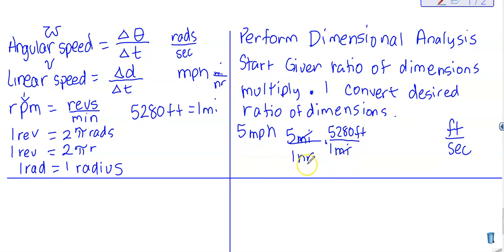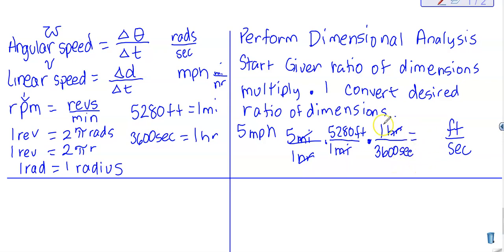Now I just need to get seconds in my denominator. Okay, so let's get rid of 1 hour. I don't want hours. How many seconds are in an hour? There's 3,600 seconds in an hour. Maybe we'll write that one down. Okay, so 1 hour is 3,600 seconds. Now, does that also equal 1? Yeah, 1 hour equals 3,600 seconds. So that allows me to get rid of that dimension. So there's our analysis. We're just converting it to feet per second.